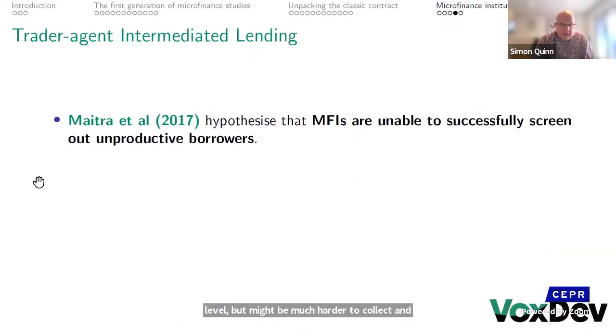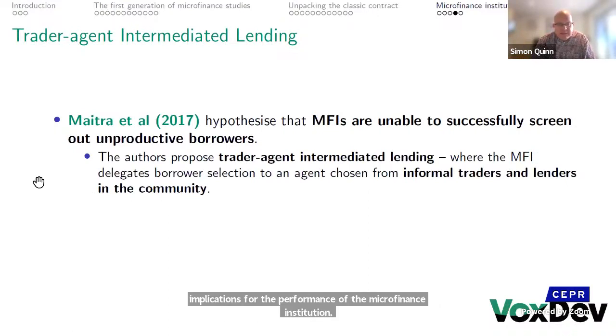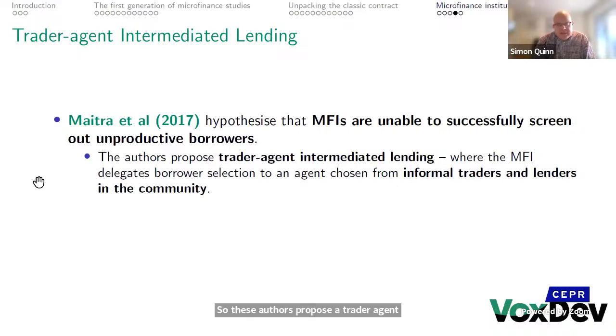Finally, this relates to a slightly earlier paper by Pushkar Maitra and co-authors, who hypothesize along similar lines that I've discussed that microfinance institutions might be unable to successfully screen out unproductive borrowers. And this might have implications not only for the average treatment effects that we've all discussed earlier, but also overall implications for the performance of the microfinance institution. So these authors propose a trader-agent intermediated lending, or TRAIL. And in this context, the microfinance institution is actually delegating the selection of borrowers to an agent who is chosen from informal traders and lenders in the community.